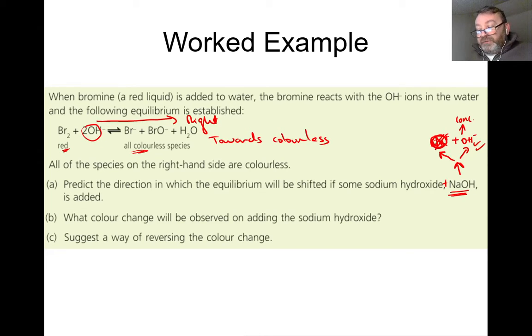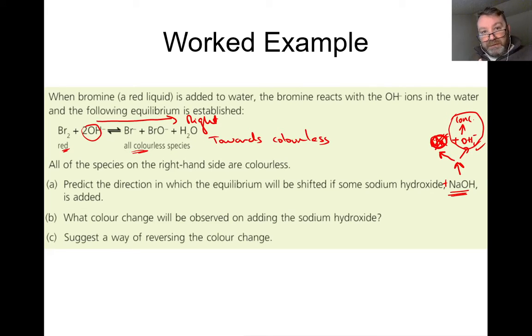And then it says, suggest a way of reversing the colour change. Now, if adding sodium hydroxide increases the concentration of OH minus, therefore we can conclude that a base increases the concentration of OH minus. Now, ask yourself a very simple question. What's the quickest way to undo the presence of a base? And the answer is, add an acid. Exactly. So when you add an acid, what that will do is it'll undo the presence of the OH minus, and it'll bring the equilibrium back to the left hand side. So suggest a way of reversing the colour change. The answer is to try and undo the stress that you've just done.